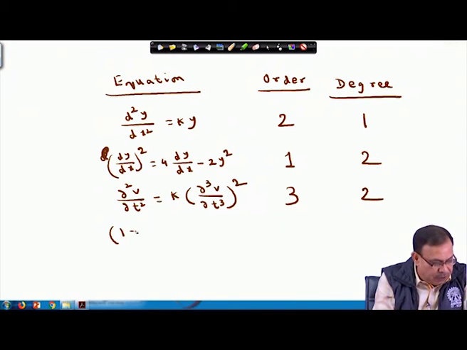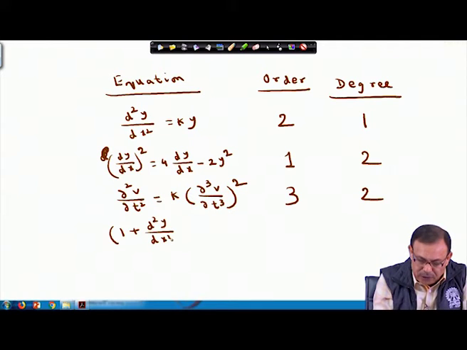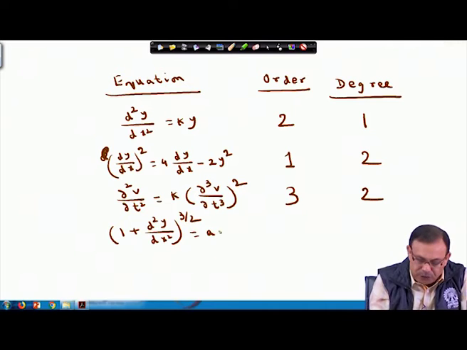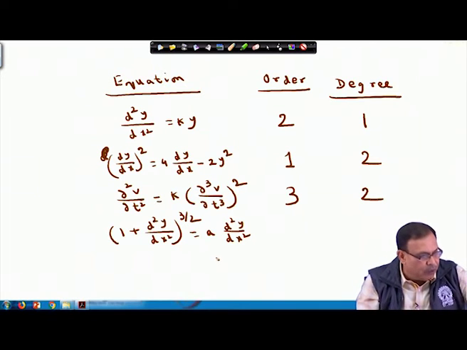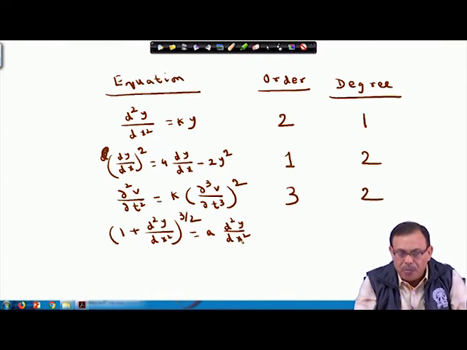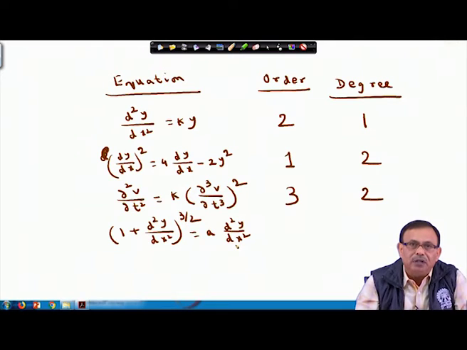Similarly, if I take this equation, (d²y/dx²)^(3/2) equals a into d²y/dx². If I have an equation like this, what is the highest order derivative that appears here? The highest order is d²y/dx², that is second order. Therefore, the order would be 2 and what is the degree?